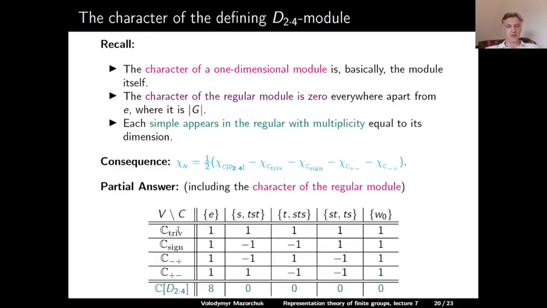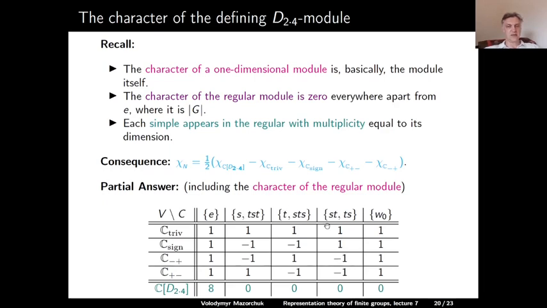So we have 4 one-dimensional modules, the trivial one, the sine, and the 2 mixed sine modules, minus plus and plus minus. The character of the trivial module is a constant function which has value 1. The character of the sine module is 1 at the even elements E, ST, TS, and W0, and is minus 1 at the odd elements S, TST, T, and STS. The character of the mixed sine module C minus plus, so it is 1 at the identity, it's minus 1 at S by definition, and it's plus 1 at T by definition.